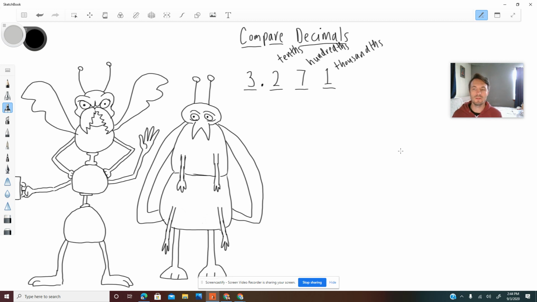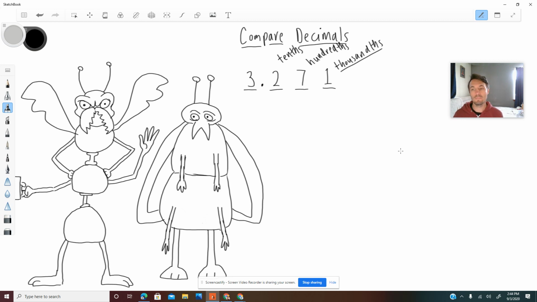So the way we'd say this decimal number is 3 and, remember we say and for the decimal point, 3 and 271 thousandths. That's how we'd say this number. Today's lesson is on comparing decimals.